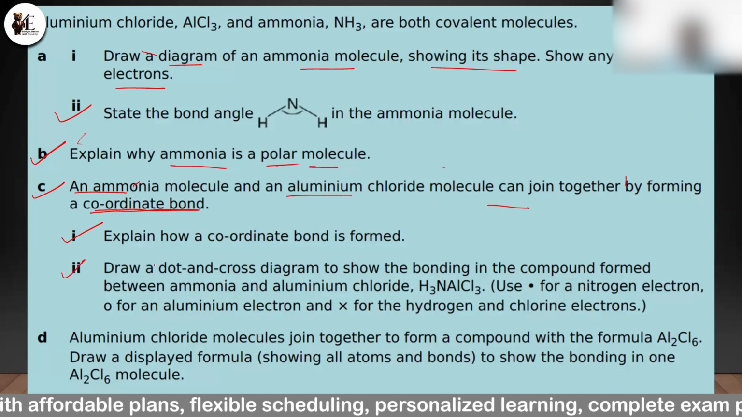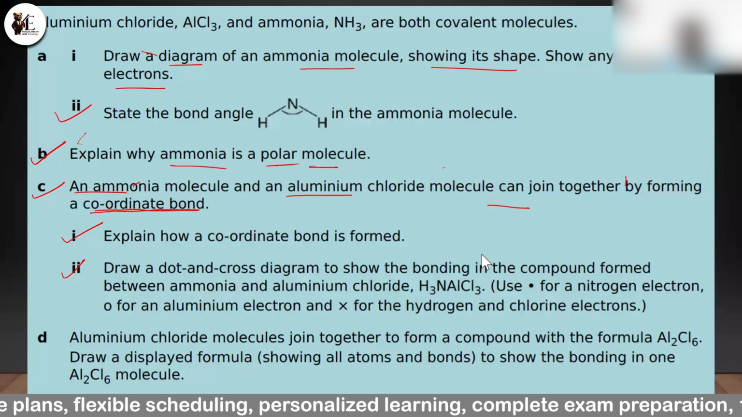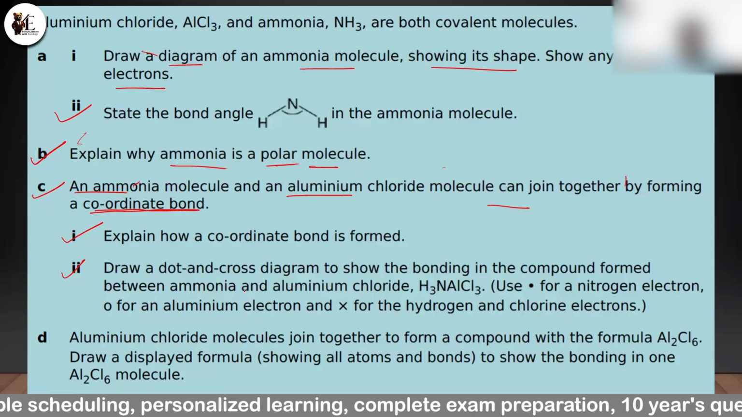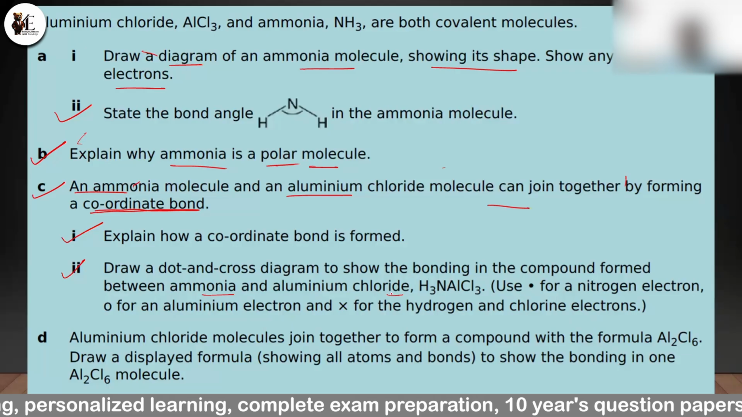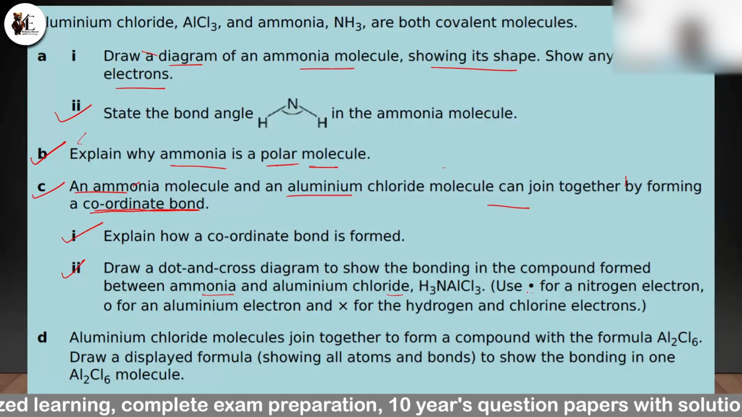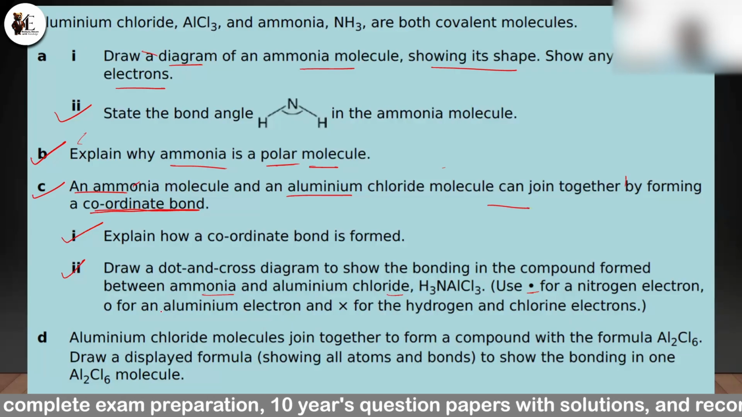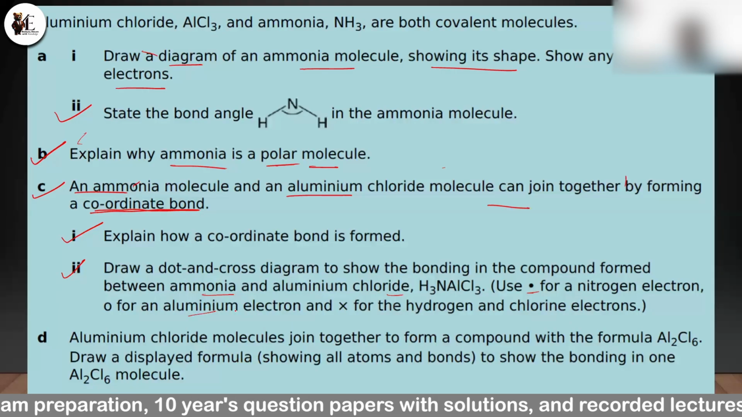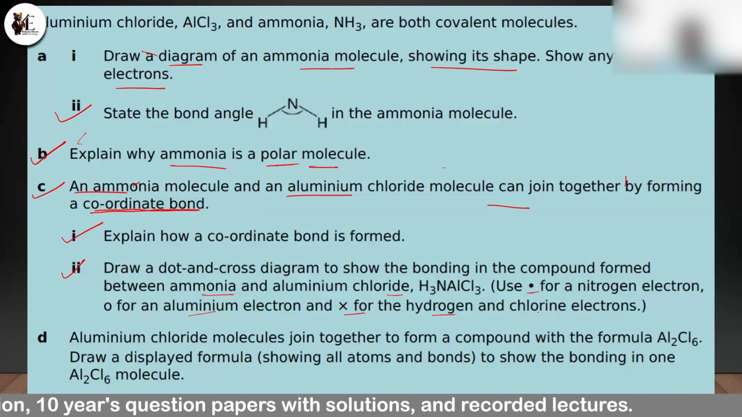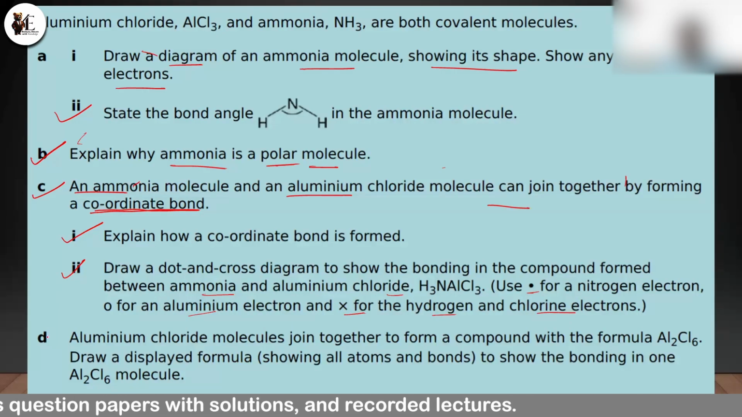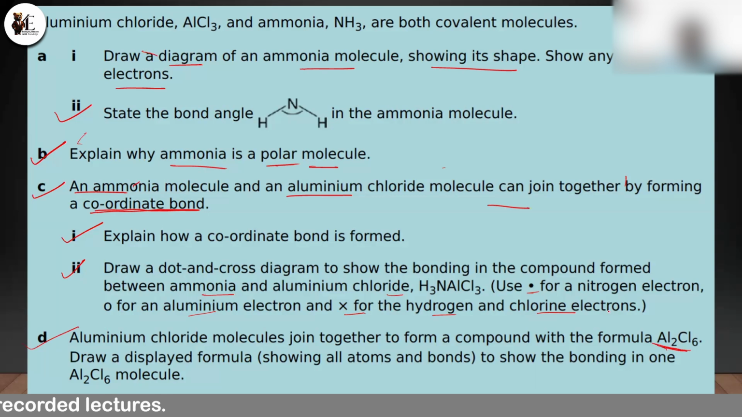Question number 2, draw a dot and cross diagram to show bonding in the compound formed between ammonia and aluminium chloride. So you have to use dots for nitrogen and aluminium electrons, and crosses for hydrogen and chlorine electrons. Next, aluminium chloride molecules join together to form a compound with the formula Al2Cl6. That means it dimerizes to form Al2Cl6. We have to draw a displayed formula showing all the bonds in one Al2Cl6 molecule.